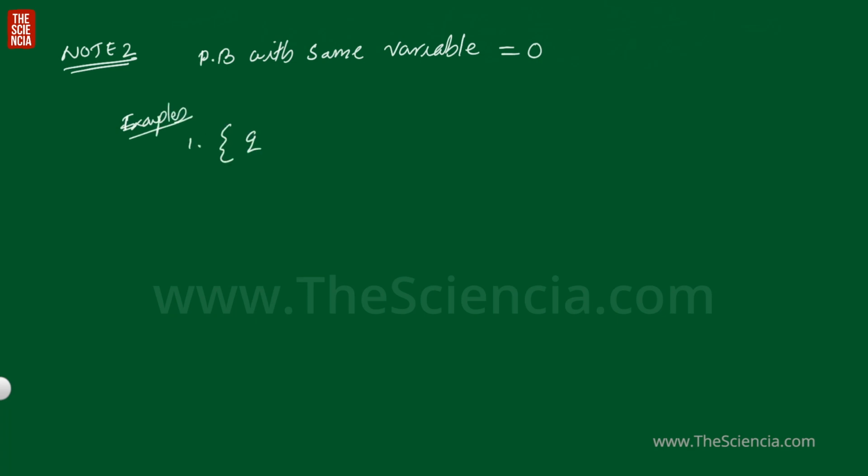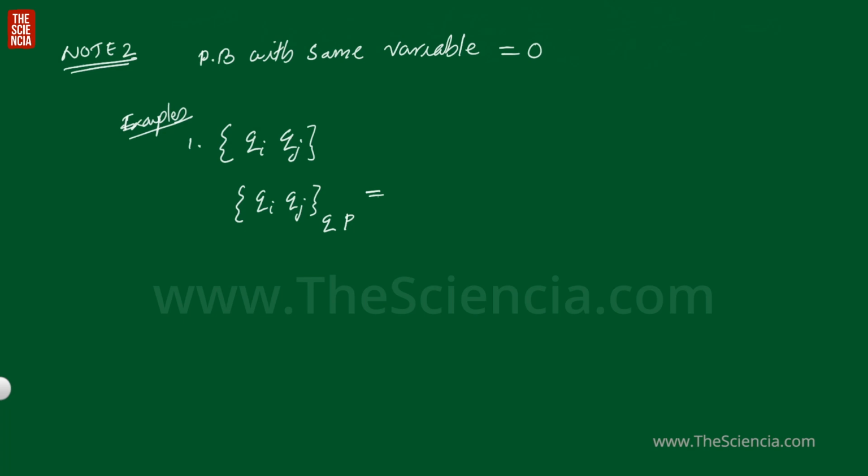Note 2. Poisson bracket with the same variable will be equal to 0. That is, I tell you some examples. Now I am going to consider Poisson bracket of qi, qj. What will be this one? That is {qi, qj} in qp.